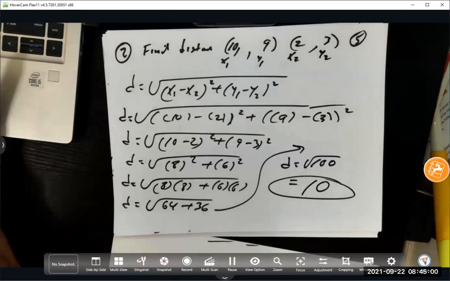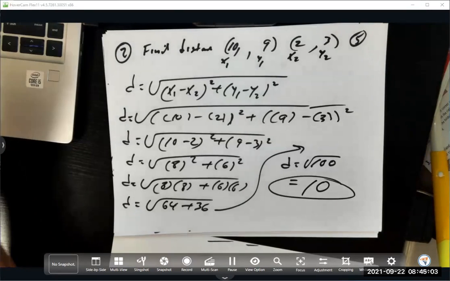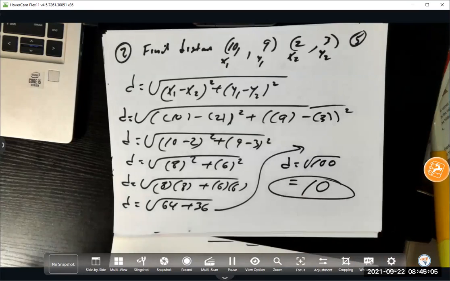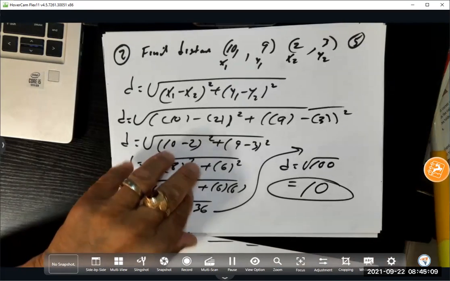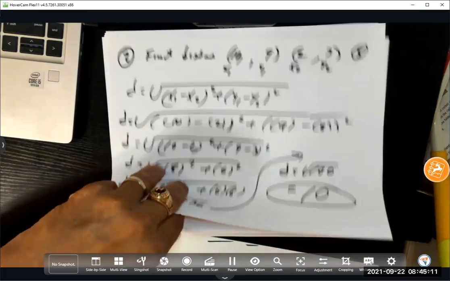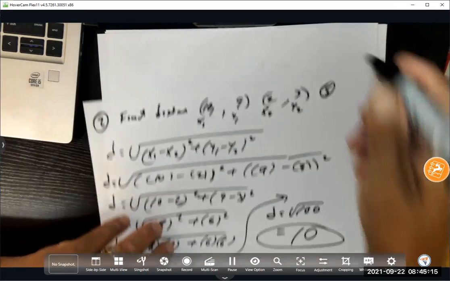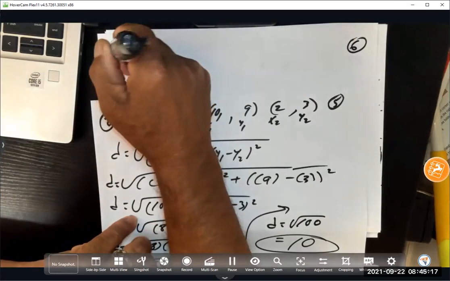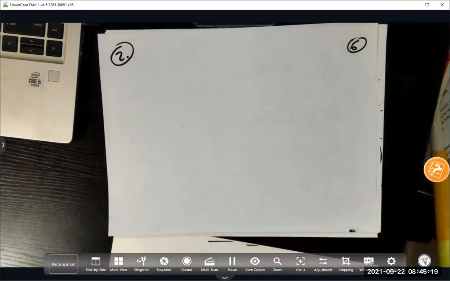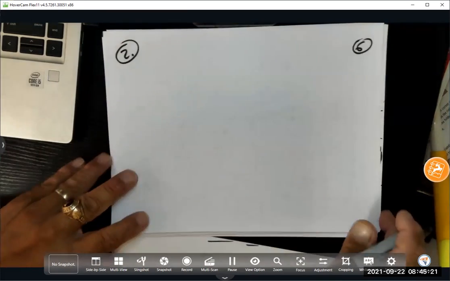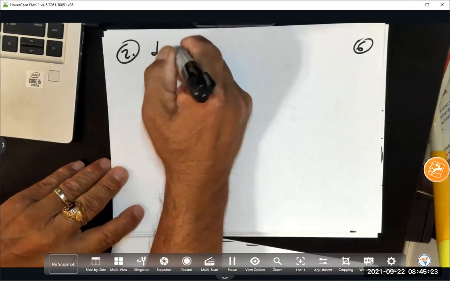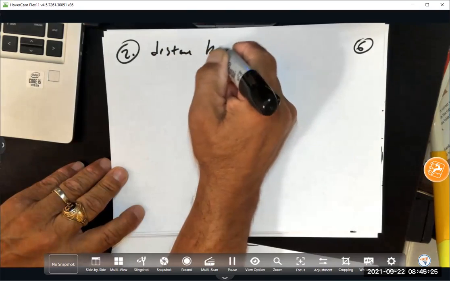Okay, let me do another one. This time, I'm going to make it some number that doesn't come out easy like this. So I'm just changing the numbers a little bit. Okay. All right. I'm going to do another one like number 2. I'm just going to change the numbers. Ready? Y'all ready? Let's do it. Yes. Let's do another one. Page number 6. Question number 2 again. Same question. Just different numbers. All right. Find the distance between.